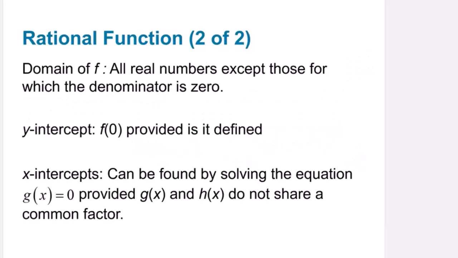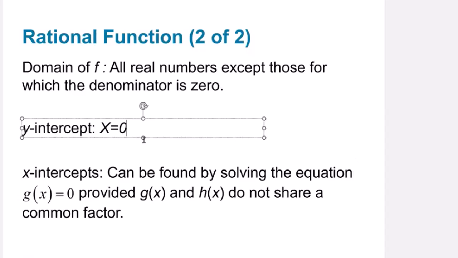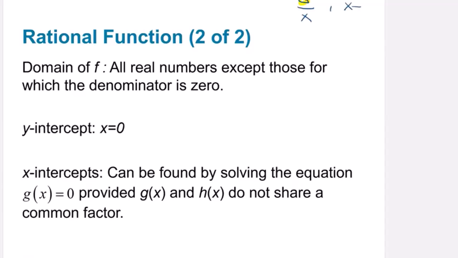The domain of f, or of the function, is all real numbers except for where the denominator is equal to 0. The y-intercept is x equals 0. Whenever we want the y-intercept, we take x equals 0. And whenever we want to find the x-intercepts, all we need to do is look at the numerator, because 0 divided by anything can equal 0, so all I really need to worry about is my numerator.